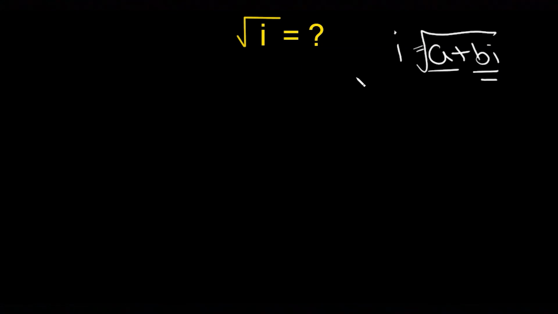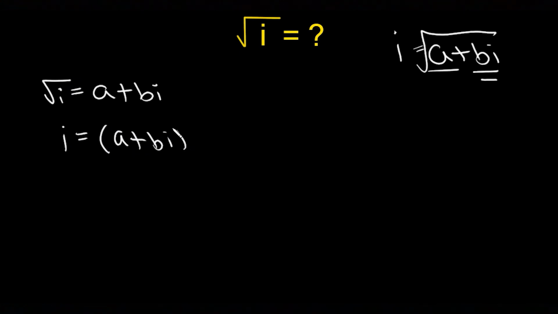So what I can say is the square root of i is going to be equal to some complex number, a plus bi. So what I'm going to say is the square root of i is equal to a plus bi. And then from here, we're just going to go ahead and start solving for i and see where it takes us. So in order to get rid of the square root here, we're going to square both sides. Okay, so then I get i is equal to a plus bi, and then squared, right? Again, I'm just squaring both sides.